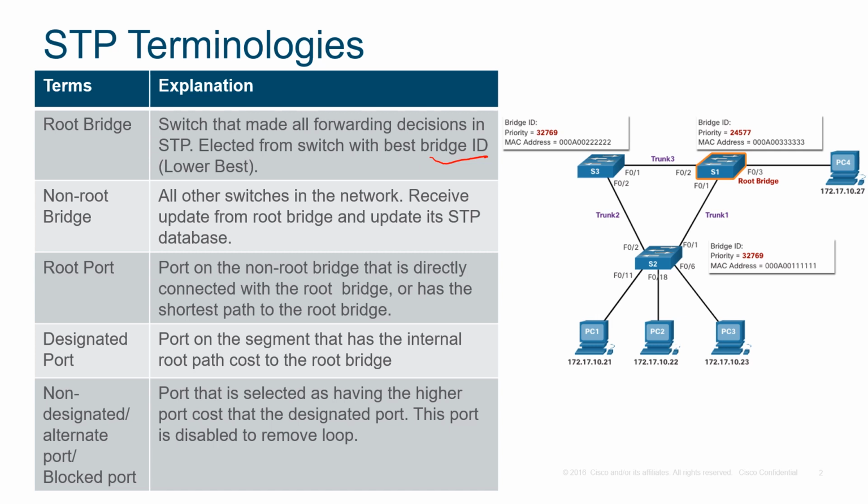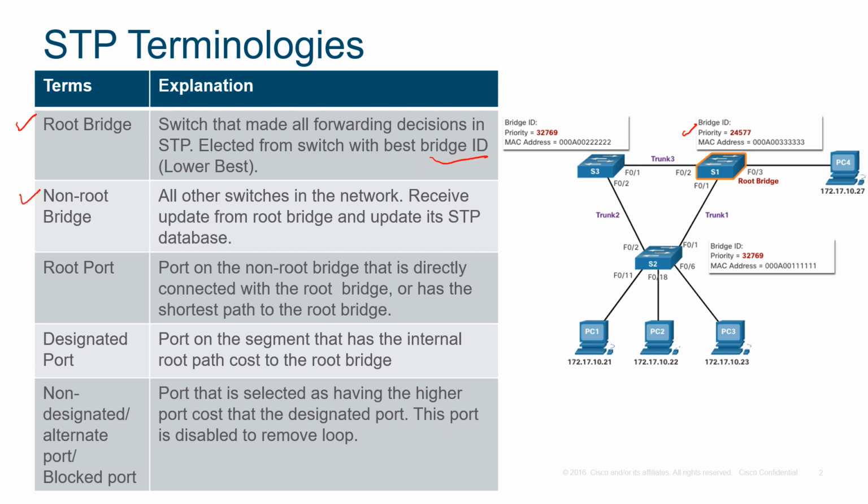In this diagram, you can see that we have three switches, S1, S2, and S3. To understand the root bridge, look at the priority. You can see that switch 1 has the lowest priority, which is 24577. The other switches have the priority of 32769. Hence the reason why switch 1 is elected as the root bridge. The rest of the switches will become the non-root bridges. These are the switches that receive updates from the root bridge, and the update is the STP database. So in this example, S2 and S3 become the non-root bridges.